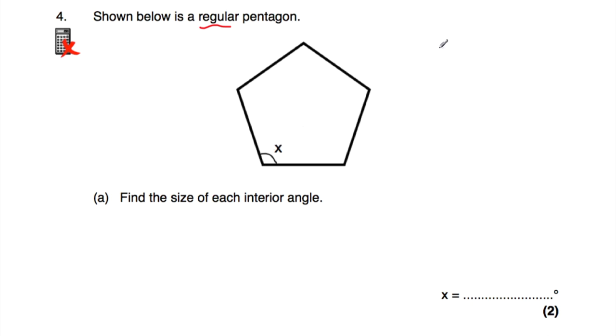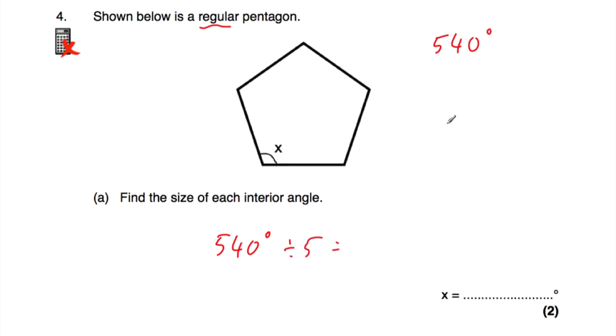Now, because it's a pentagon, we know they add up together to be 540 degrees. And if we needed to show why it's 540, we could do 5, the number of sides, take away 2, which is 3, and then multiply by 180, and that's equal to 540 degrees. But we've just been asked to find the size of this interior angle, so we can just take our 540 degrees, what the angles add up to inside of the shape, and divide it by 5, because each of these angles is the same size.